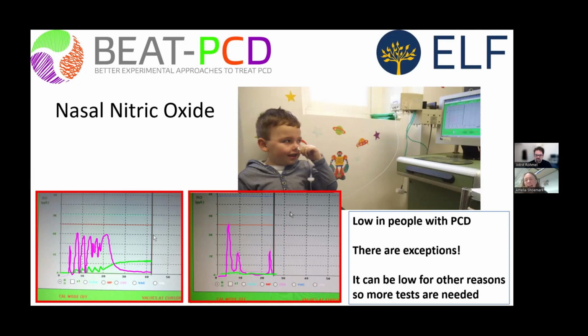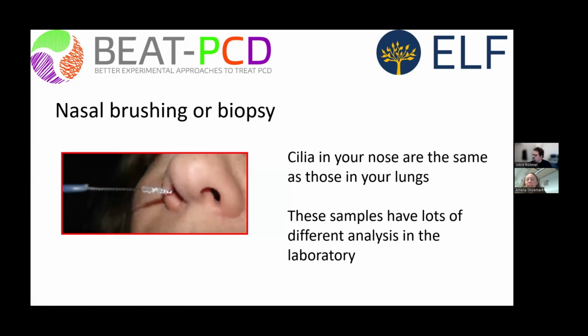So this test adds to the picture of all of the clinical symptoms that you have been experiencing, and this result tells us about whether to continue with the testing or whether we can exclude it at that stage. If we continue with testing, most people will either do a nasal brushing or a biopsy, and you might remember this. So this is the nasal brushing.